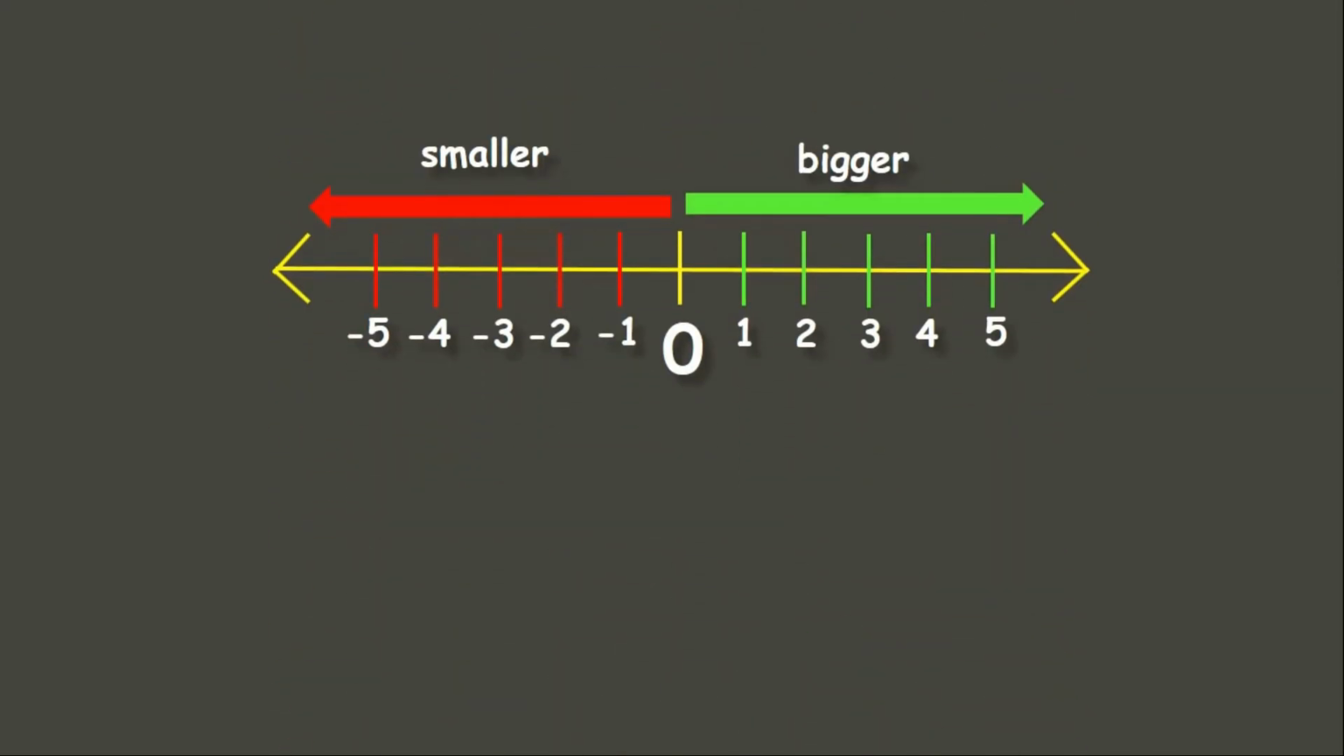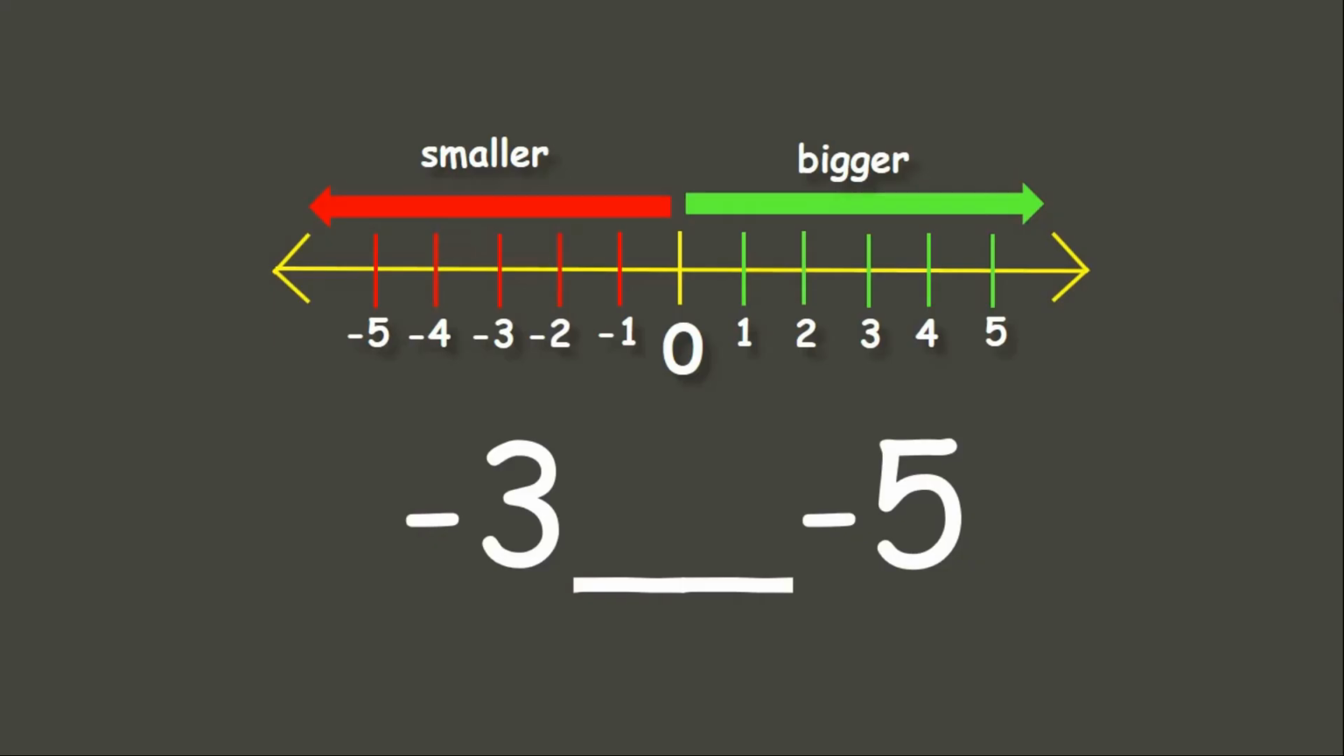Now let's go to another one. What if we are comparing negative numbers? Since negative numbers get smaller and smaller, it means that the bigger the number, the smaller it is. Sounds confusing, right? Let's have an example. Let us compare negative 3 and negative 5. It seems that negative 5 is greater than negative 3. But here, negative 3 is closer to number 0. This means that negative 3 is greater than negative 5.